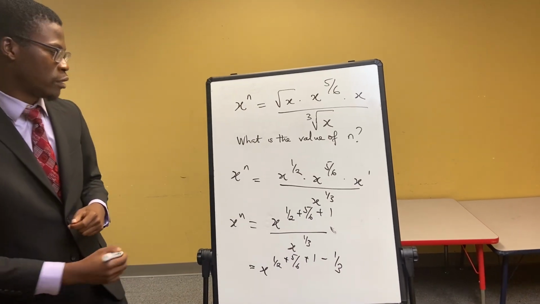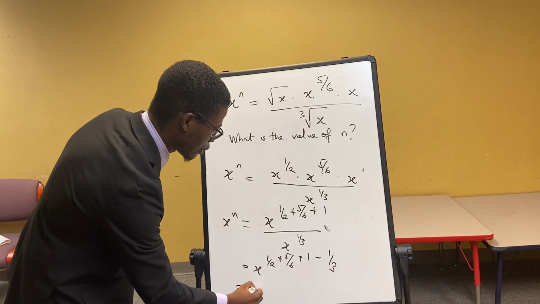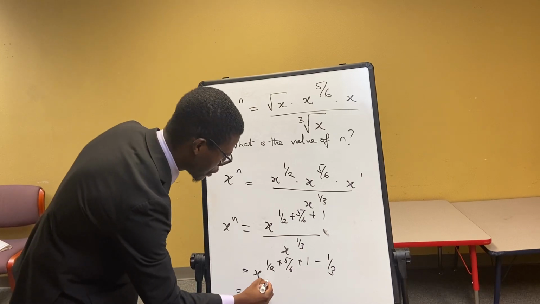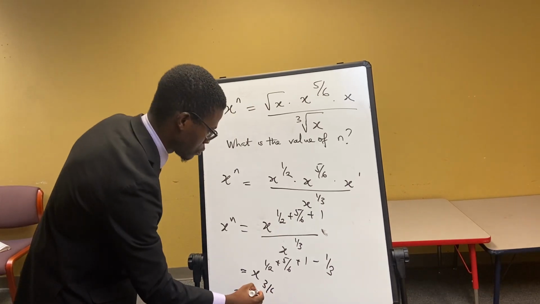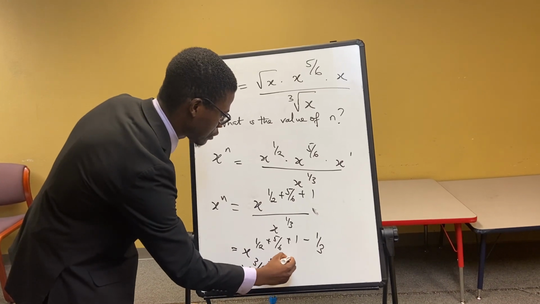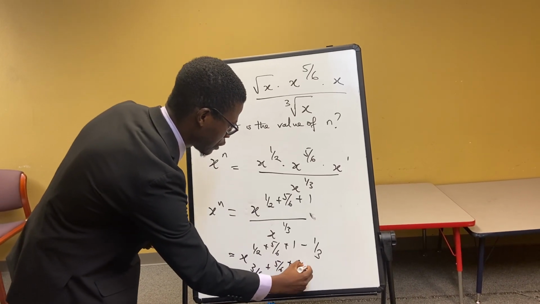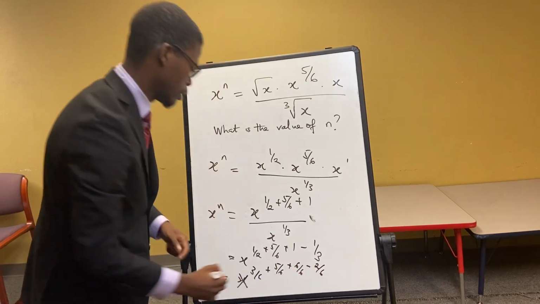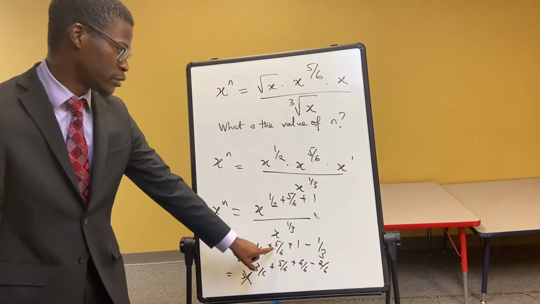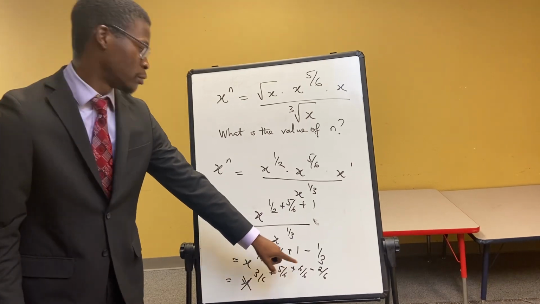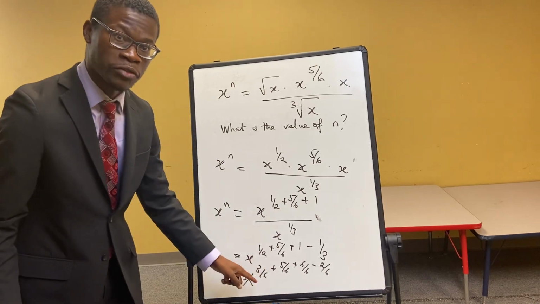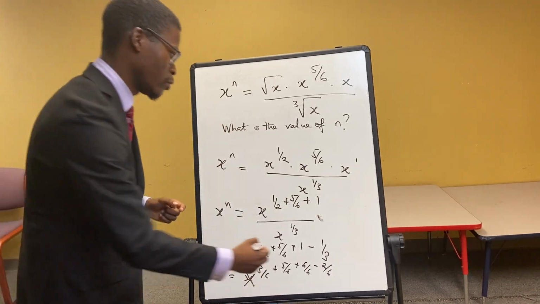Okay. Now I could write this as x to the power of, if I want to write it in terms of 6, this is the same thing as saying 3 over 6 plus 5 over 6 plus 6 over 6 minus 2 over 6. Now if you look at this, 3 over 6 is the same thing as a half. 5 over 6 already. 6 over 6 is 1. 1 over 3 is 2 over 6, the same thing. I just made everything in terms of 6 to make things easier. So I just add.